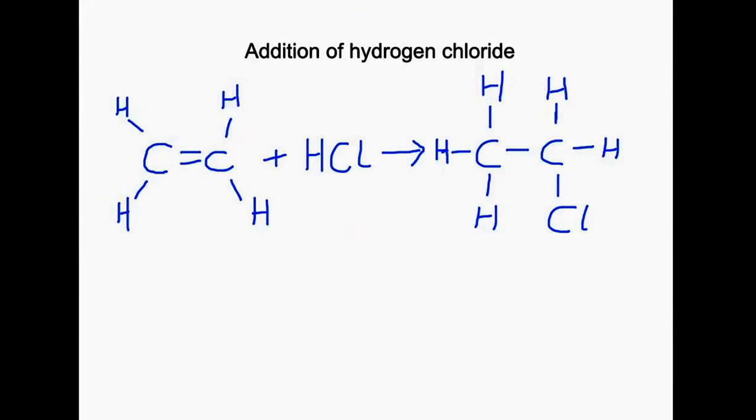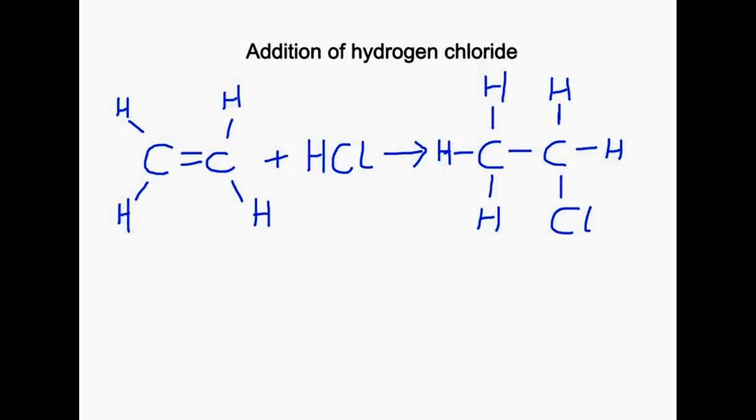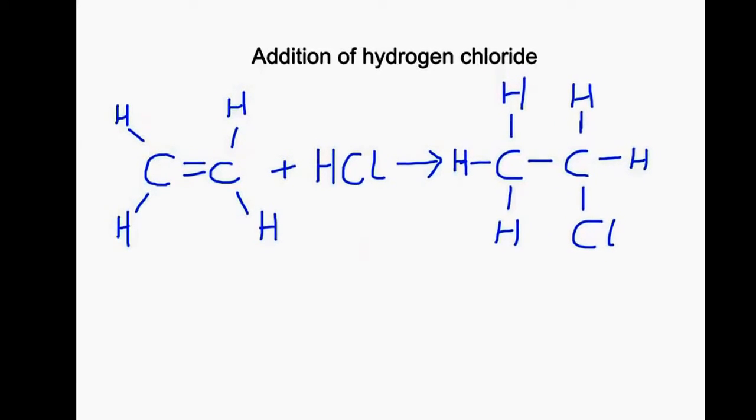We don't have to add symmetrical things like Br2 or Cl2. We can also add molecules such as HCl. They will easily react with alkenes as well. There are very few differences in the mechanism of this reaction. As you can see from the balanced equation, one atom, a hydrogen, is attached to one carbon and a chlorine is attached to the other carbon.